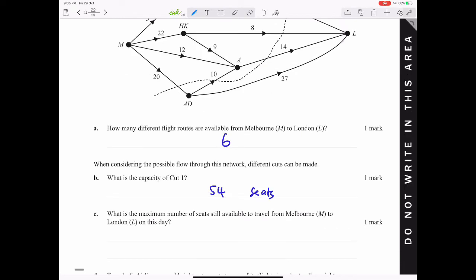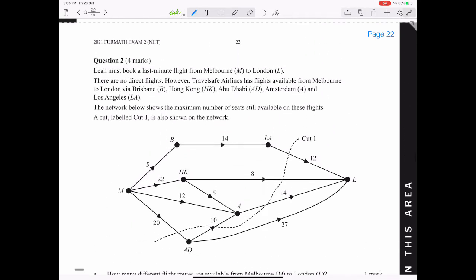C, what is the maximum number of seats still available to travel from Melbourne to London on this day? So basically, all we need to do is find the minimum cut. The minimum cut, which I've already calculated, was 5, 8, 14, and 20. So it goes through the arrow that has 5 seats, 8 seats, 14 seats, and 20 seats. So basically, to do this question is just trial and error. You just got to keep trying to look for the minimum cut.